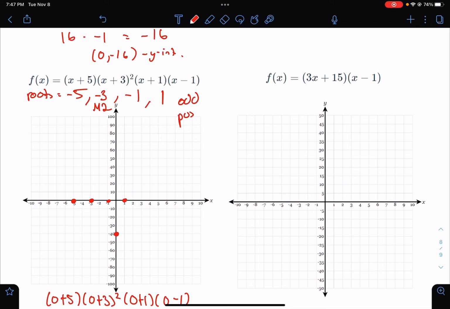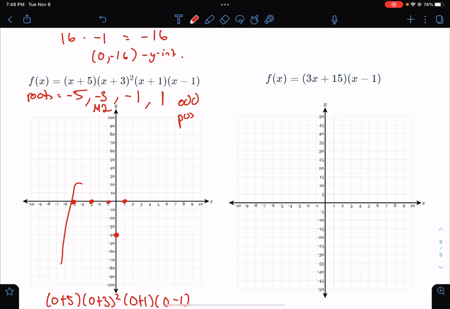We're going to go through -5. We have to bounce here. Or, whoops, my bad. Sorry. We have to bounce here at -3. All right. And then we need to go through -1, and then we go through +1. All right, so our graph is going to look something like that.